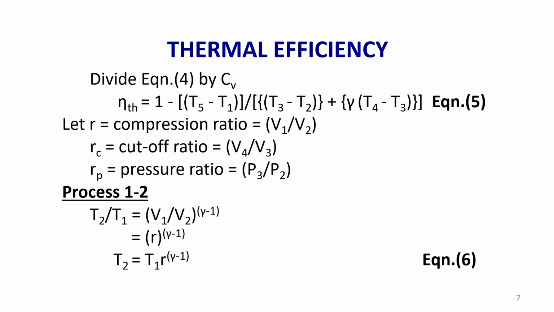So, 1 minus T5 minus T1 in the denominator T3 minus T2 plus gamma into T4 minus T3, the Cv term gets cancelled. So, this will be the equation number.